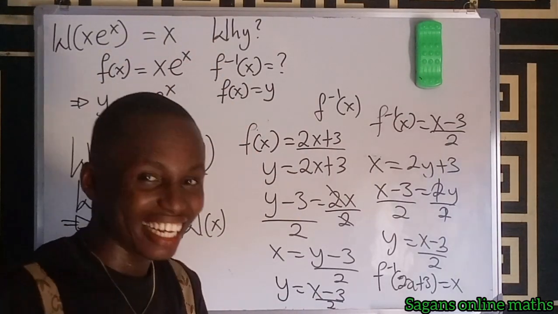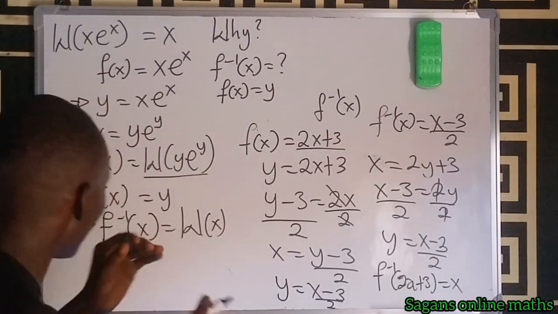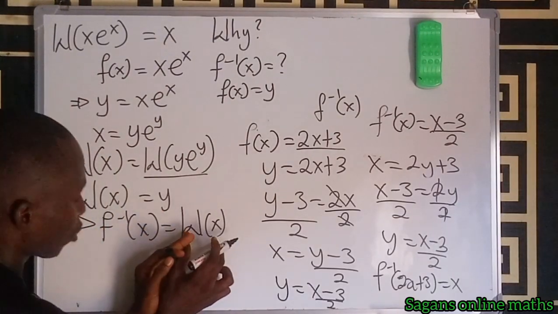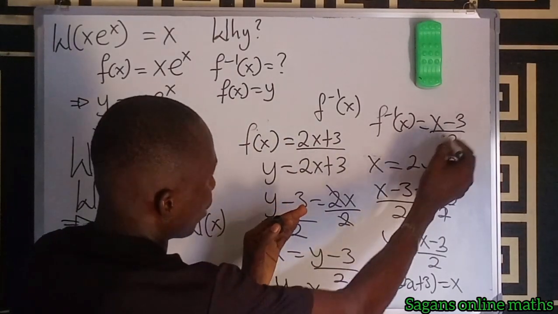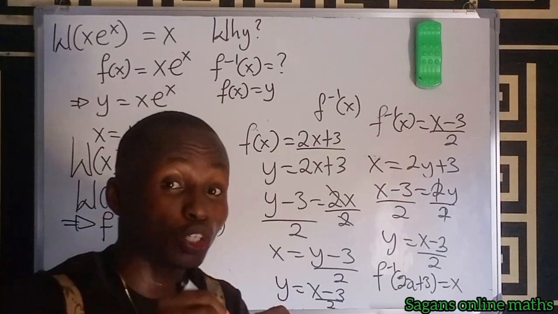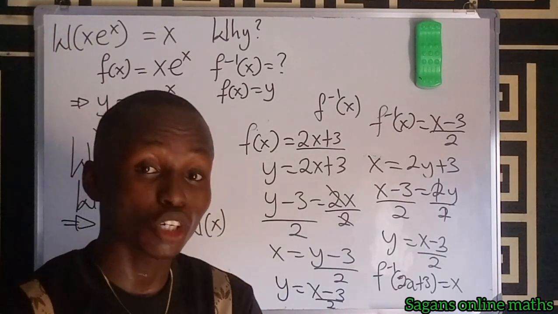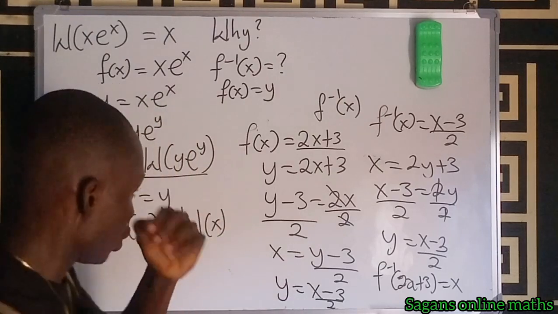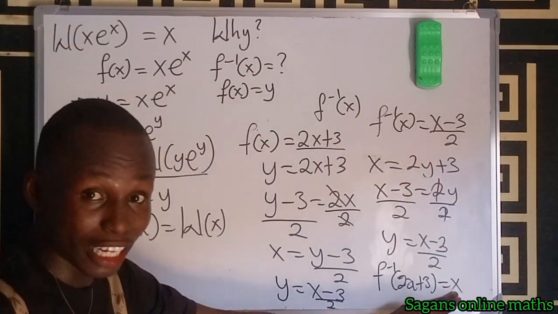Now, do you observe what happened here? Let's agree that the inverse function of s is equal to the w function of x. It means that the inverse function of this function is equal to s minus 3 divided by 2. But take note, I said earlier that whenever you substitute the original function into the inverse function, it must give us x. Yes, it must give us x. You know, when I substitute the original function in this, it gives us x, right?